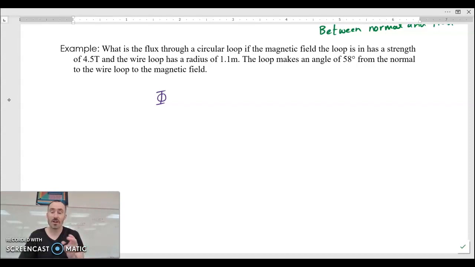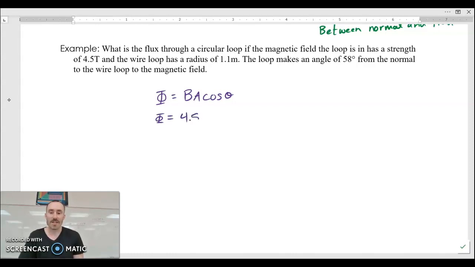Okay, but I recommend that if it's not completely clear, if it's giving you compass directions for where the angles are, draw it out. That'll make sure that you put the correct angle in there. Okay, so BA cosine theta, that's what we're using. And so we're trying to figure out what the flux is. Don't need to reorganize anything then.